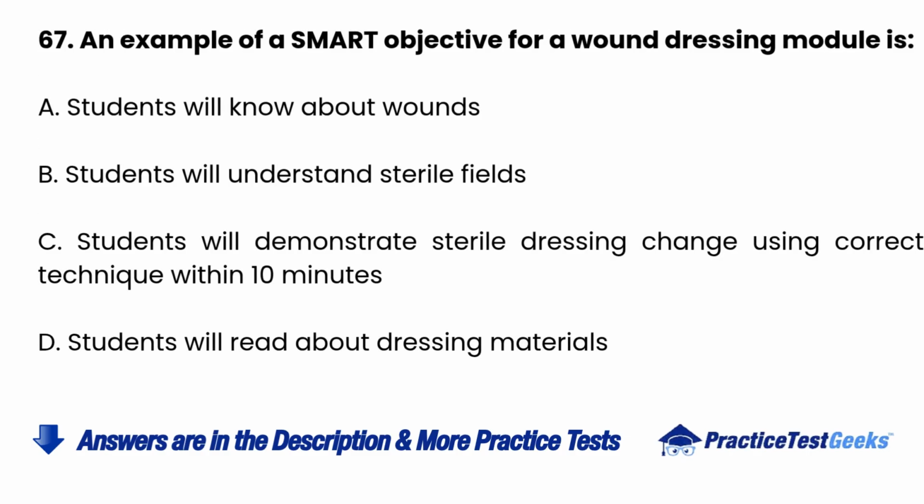67. An example of a SMART objective for a wound dressing module is: A. Students will know about wounds. B. Students will understand sterile fields. C. Students will demonstrate sterile dressing change using correct technique within 10 minutes. D. Students will read about dressing materials.